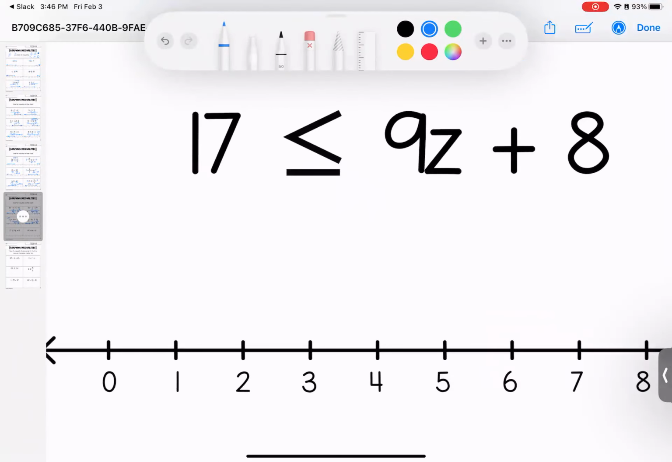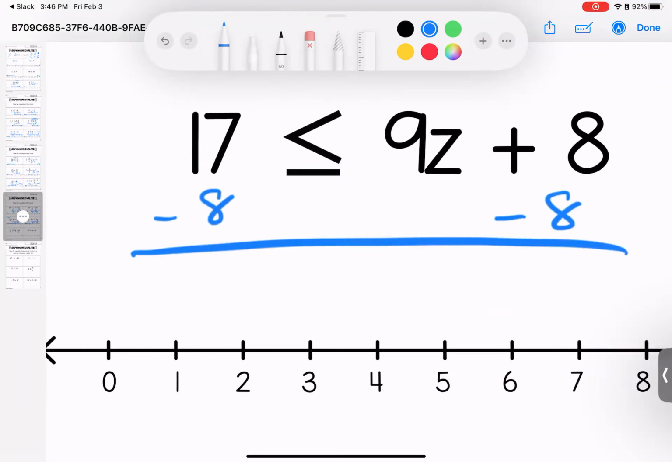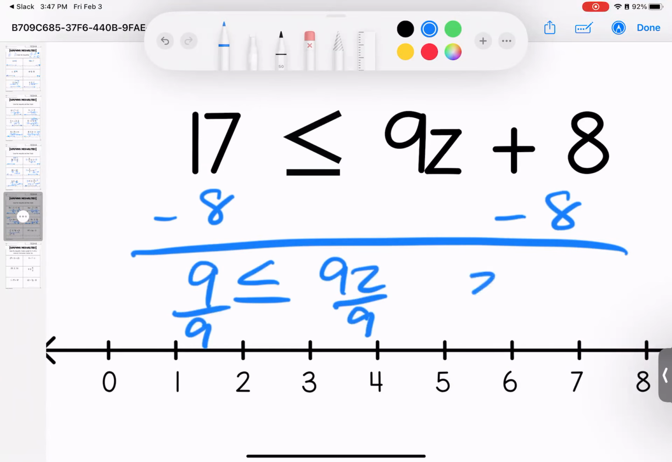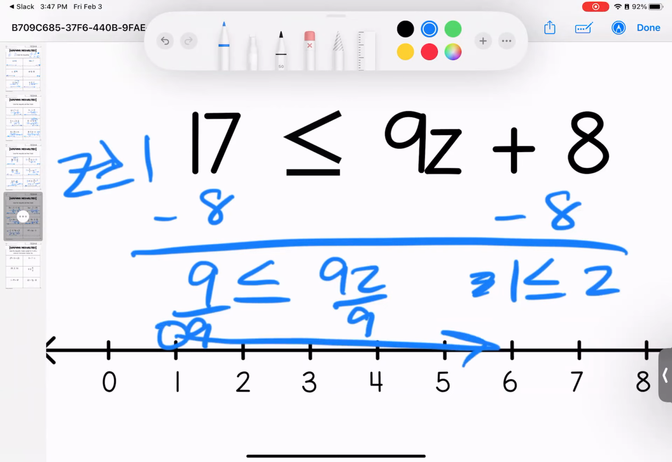17 is less than or equal to 9z plus 8. Subtract 8 from both sides. That leaves me with 9 is less than or equal to 9z. Divide both sides by 9. I get 1 is less than or equal to z. I can flip it or know that I use my opposite signs. So if I want to flip it, z is greater than 1. Find your 1, do your circle, and your arrow goes to the right.